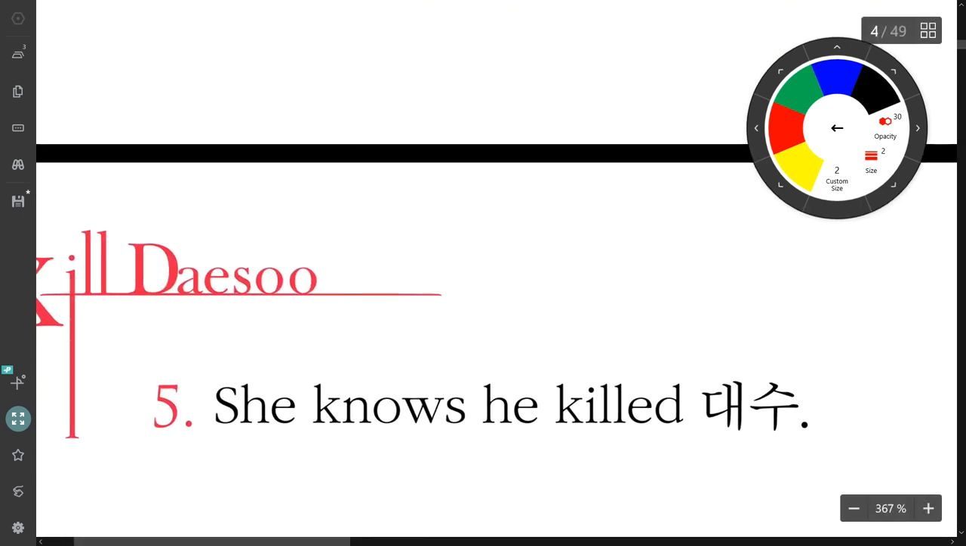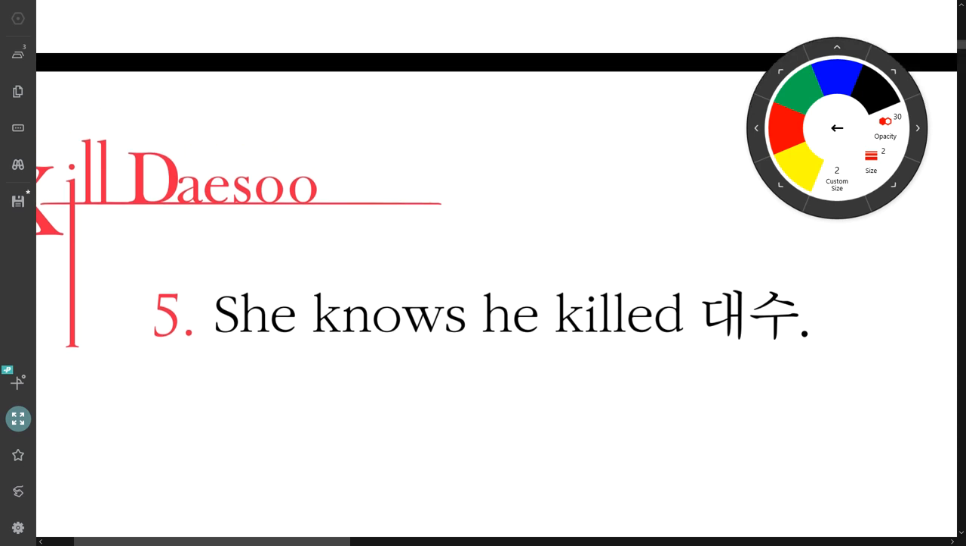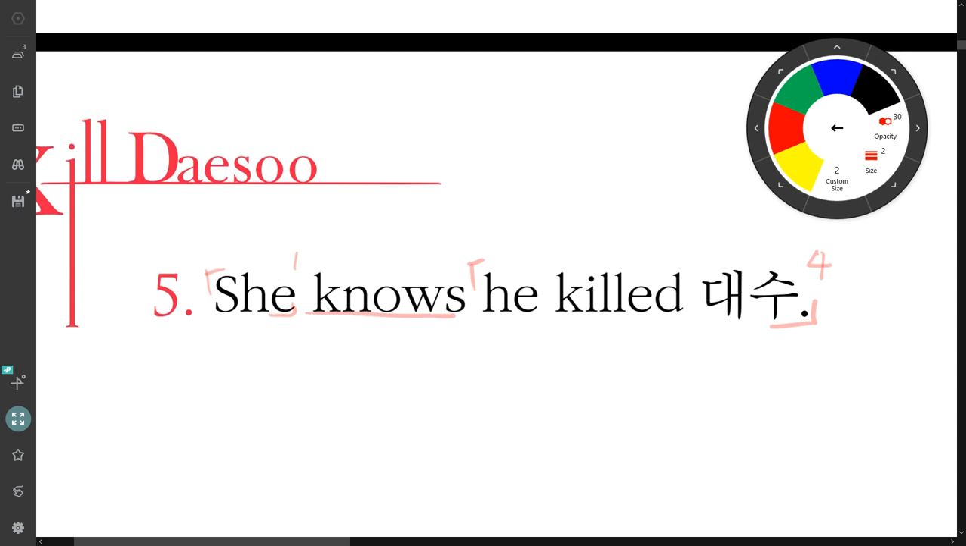Sentence 5 is just like sentence 4, except for the absence of that from the noun clause. We can call he killed Desu in this sentence a zero that clause, and it still functions as a noun. So we have she as the subject, knows as the verb, and he killed Desu as our object. Now, even though that has been removed, the meaning and the rest of the sentence structure are the same.